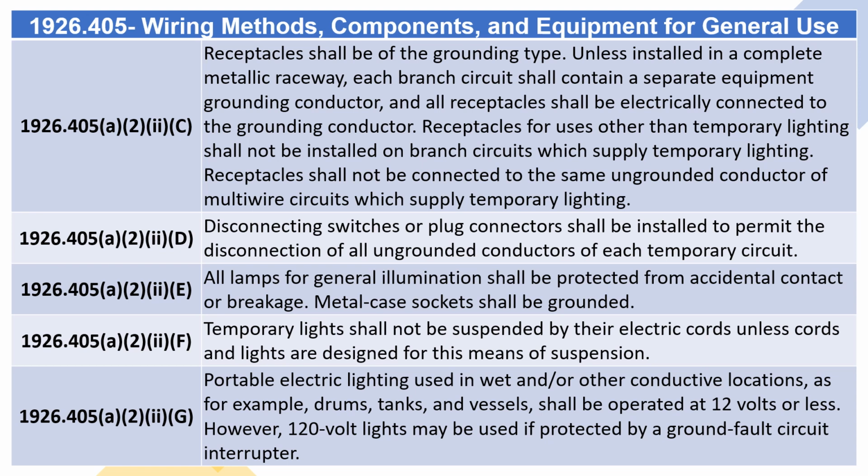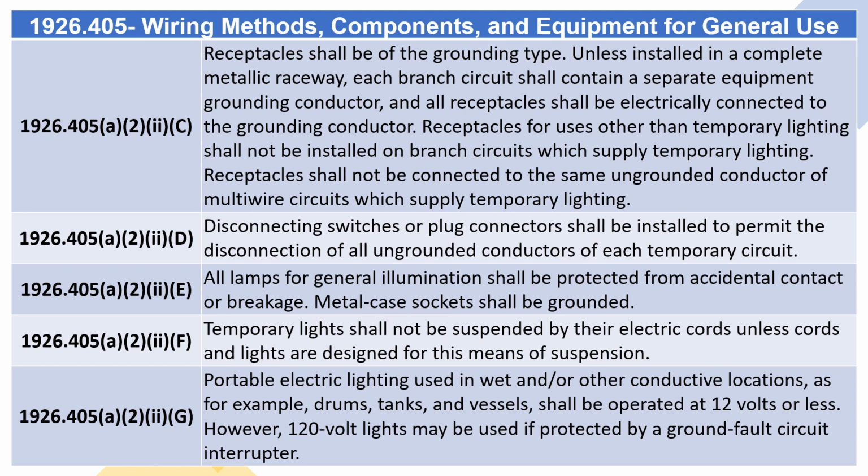1926.405 A.2.2c Receptacles shall be of the grounding type. Unless installed in a complete metallic raceway, each branch circuit shall contain a separate equipment grounding conductor, and all receptacles shall be electrically connected to the grounding conductor. Receptacles for uses other than temporary lighting shall not be installed on branch circuits which supply temporary lighting. Receptacles shall not be connected to the same ungrounded conductor of multi-wire circuits which supply temporary lighting. A.2.2d Disconnecting switches or plug connectors shall be installed to permit the disconnection of all ungrounded conductors of each temporary circuit.